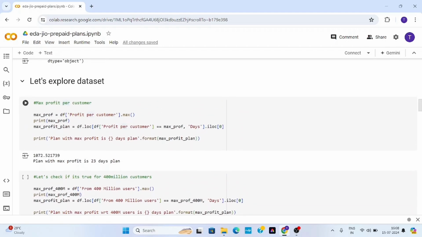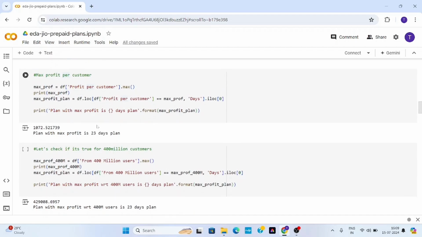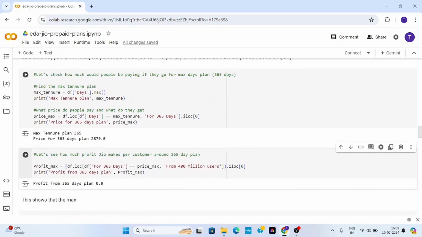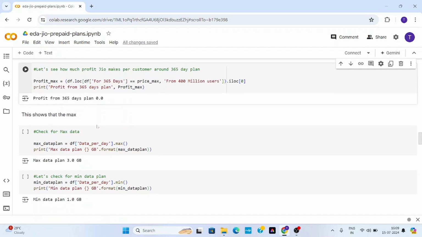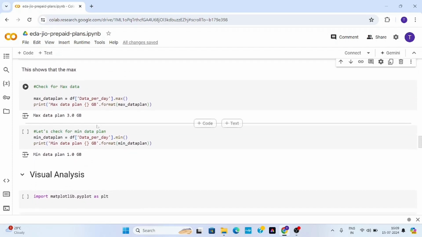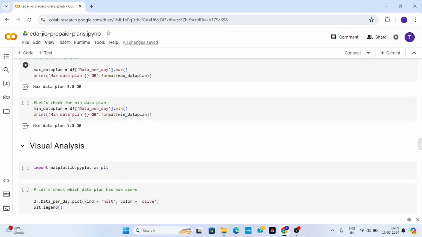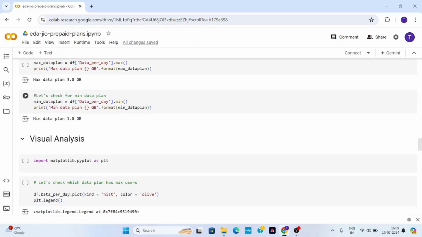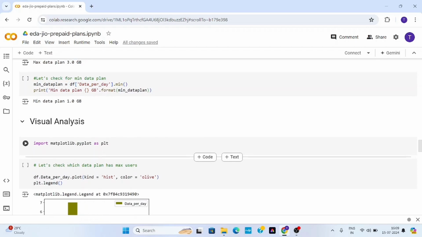Sorry, 23 days is the most profitable plan. Next, you can see the maximum data per day using the max function. It is around 3 GB. 3 GB is the maximum data plan, and the minimum data plan, using the min function, is around 1 GB. Okay, now the analysis part is over, so let's go to the visualization part.